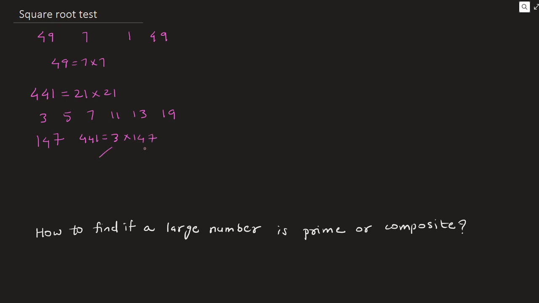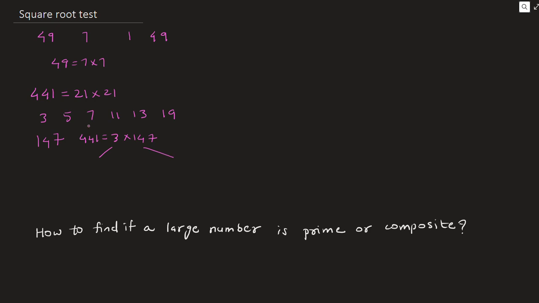So one is less than the square root, and the other is greater than the square root. It is not possible that both the factors are more than the square root, else I will get a number more than 441. So I can take the square root as a marker and check if any one of the prime numbers below the square root divides 441.